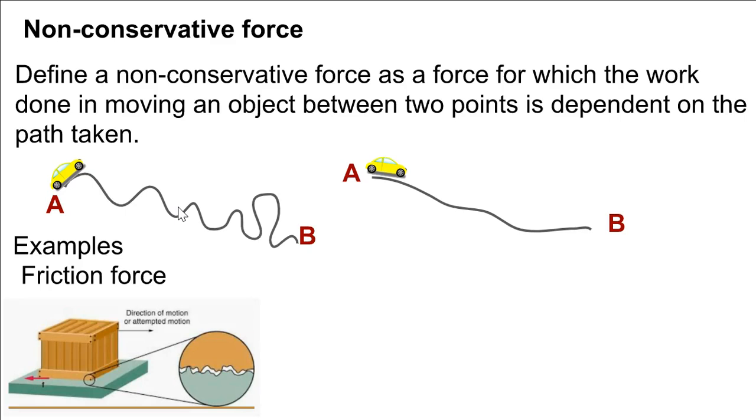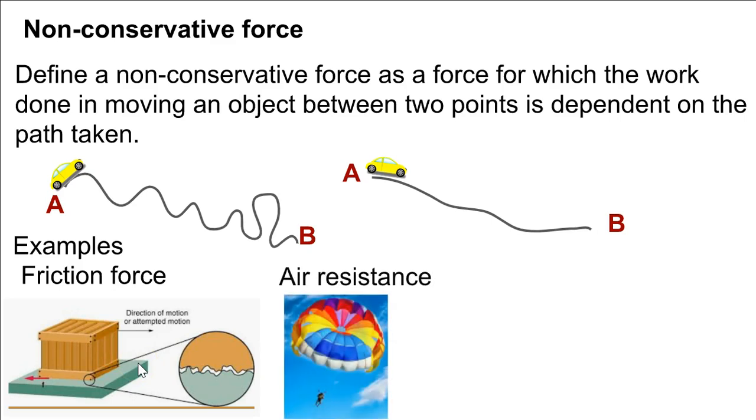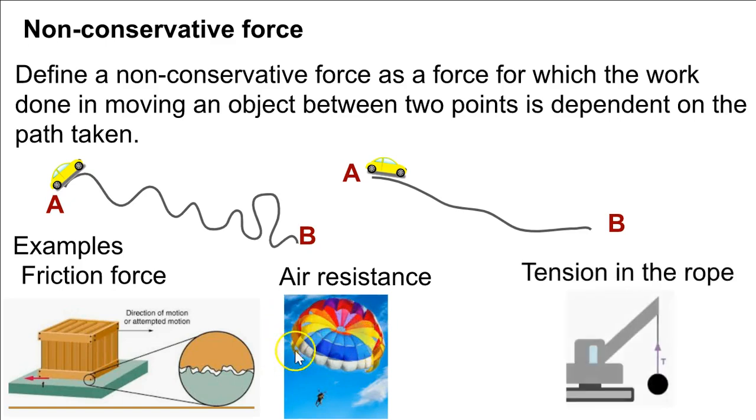So typical examples, as I said, is friction. The fact that you have to move over this surface really depends on how long this surface is going to be. It's going to make a difference on the amount of work that you do. Air resistance: the work done by air resistance really depends on where this parachute is moving all the time with the air resistance. And something like tension in a rope, that is also dependent on the path that this object is taken. So all of these are examples of non-conservative forces.